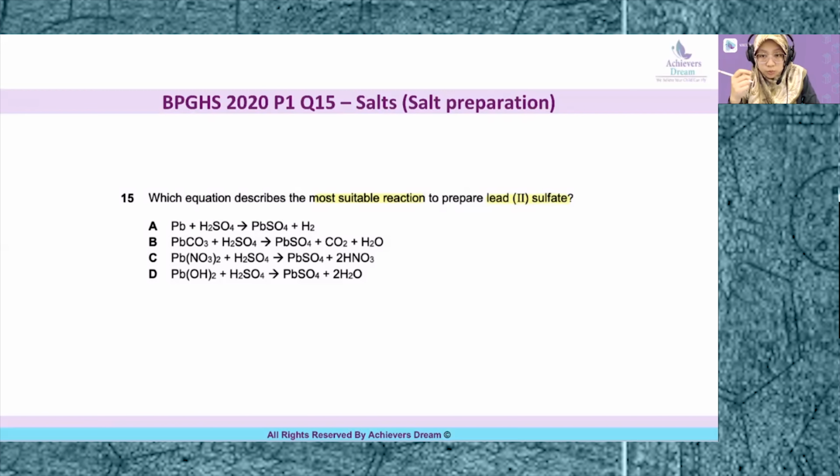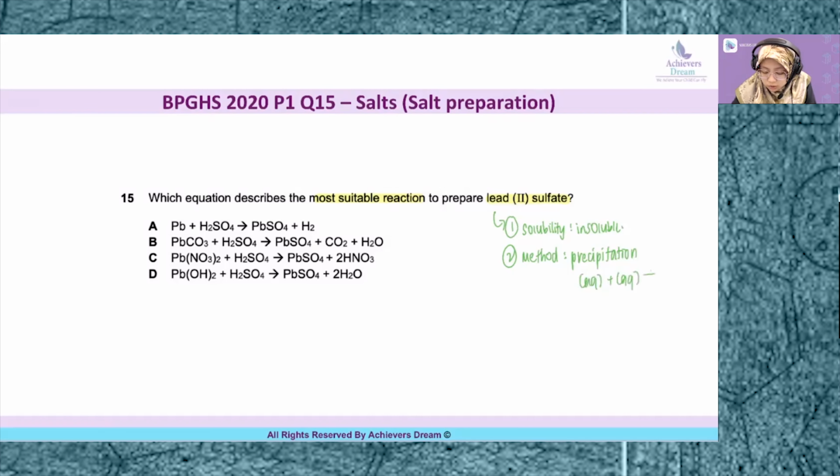Whenever they ask you to prepare a salt, the first thing you should determine is its solubility. Lead(II) sulfate is an insoluble salt. From the solubility of the salt, you can then determine the method of preparation. Insoluble salts are prepared by the precipitation method, which is the mixing of two aqueous solutions to produce your insoluble salt.